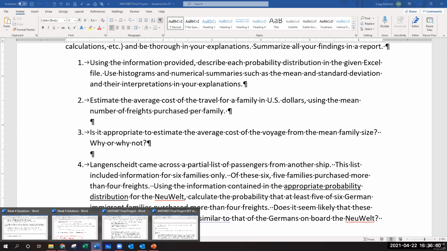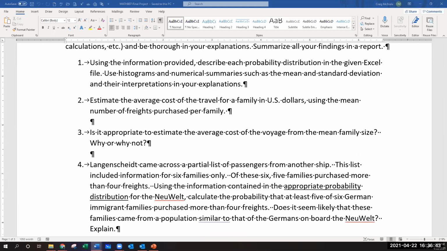There are three probability distributions. There is something that shows the probability of the number of freights that were purchased, and that has to do with kind of the cost of sailing on the ship. Then there's another set of data that lists the probability of, I think, the number of families per parish. And then there's a third one that has the probability distribution of just how many people are in each family. It's called family members. So the number of family members in a family.